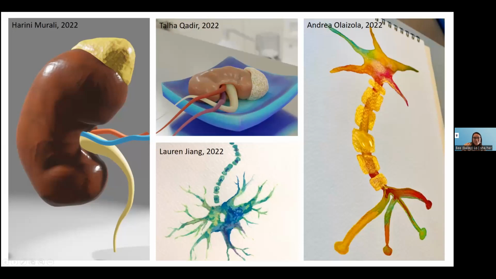So here are some examples of work that students made in workshops. So the two kidneys on the left side there, Harini and Talha, who's here today with us, they used Blender to model these kidneys over the course of 3 sessions of a Blender workshop. And then Andrea and Lauren made these watercolor neurons in a watercolor painting workshop as well.